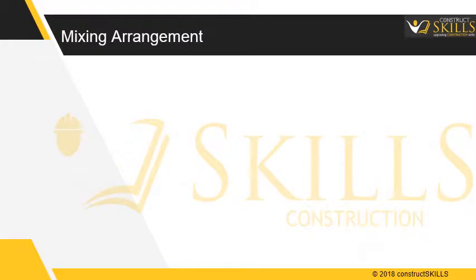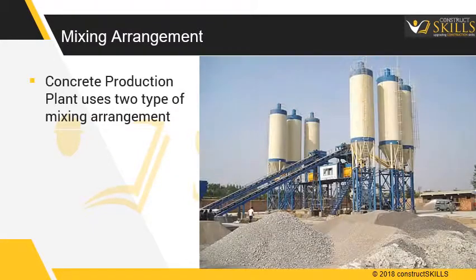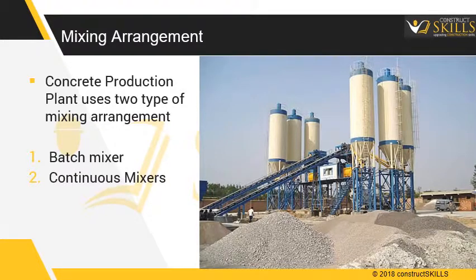Mixing arrangement. The concrete production plant uses 2 types of mixing arrangement. Batch mixers produce 1 batch at a time. They use free-fall methodology of mixing components. Continuous mixers are power mixers as in batching plants. The concrete components continuously enter at one end, as the fresh concrete exits the other end.